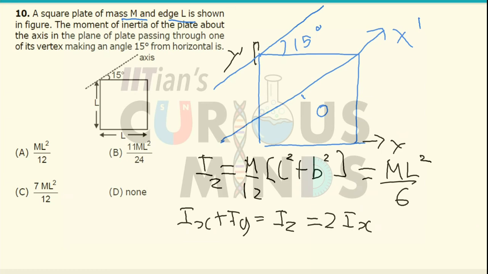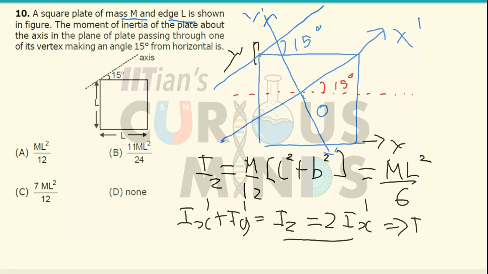Let the perpendicular to it be y dash, which will pass somewhat like this. This is x dash and this is y dash. Over here we have to change the equation a little bit: Ix dash plus Iy dash will be equal to 2 times Ix dash. Both of them will be perpendicular to each other. Now let us find Ix and Iy. The x dash will make an angle of 15 degrees with the original x axis. From this equation, Ix dash will be equal to Iz divided by 2.